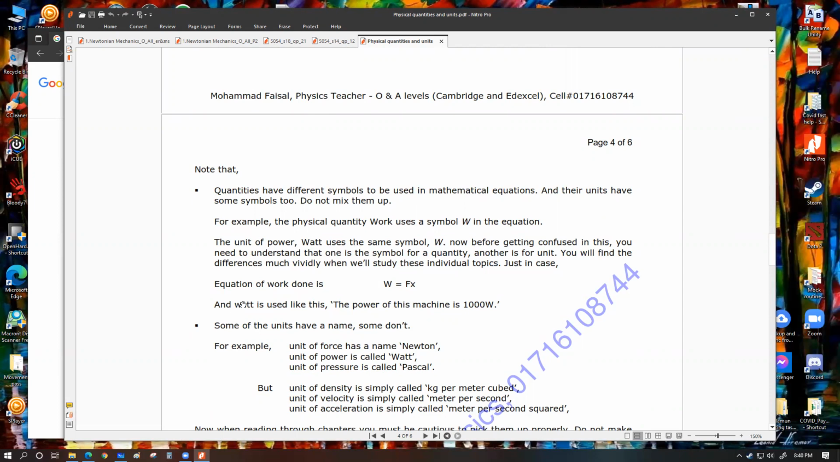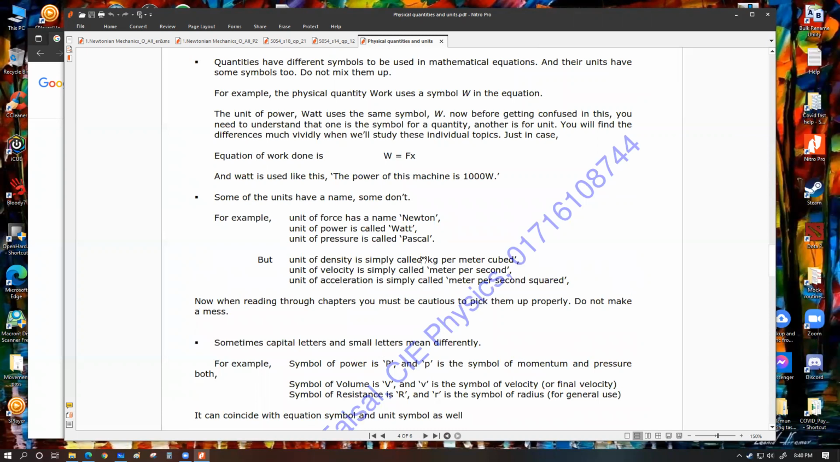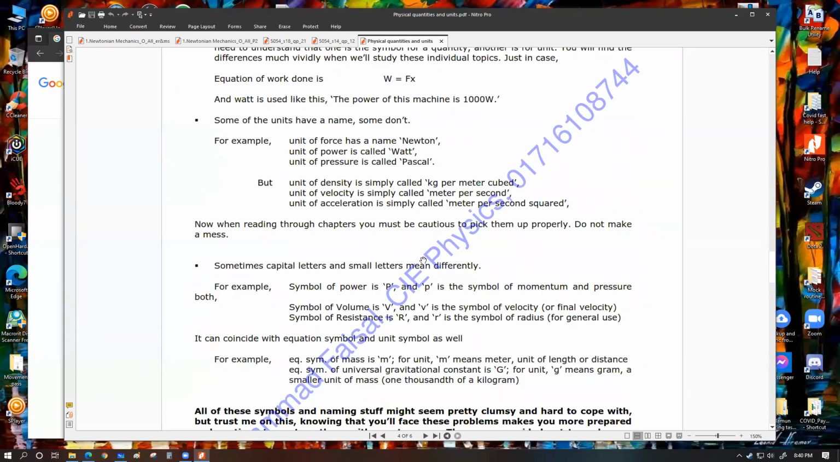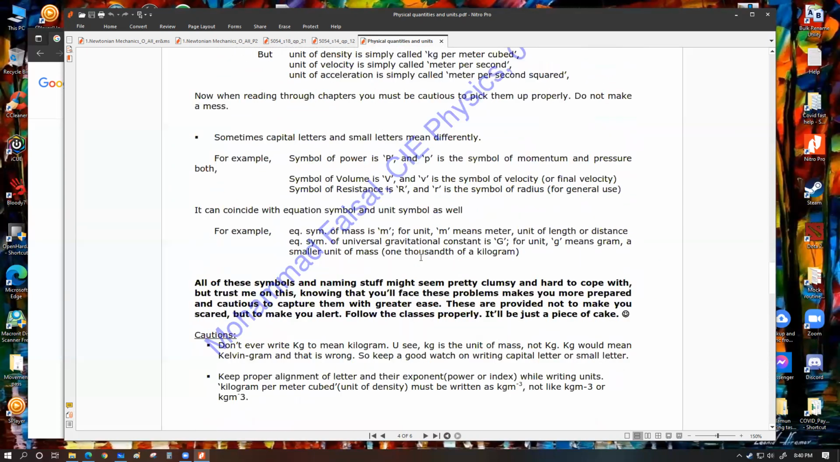Just in case, the equation of work done is given by W equals Fx, and watt is used like this: the power of this machine is 1000 watt. So you shouldn't mix up these 2 letters, these 2 types of expressions. The same letter can be used in multiple cases. And one other thing is that capitalization can also vary in a lot of cases. For example, have a look over here.